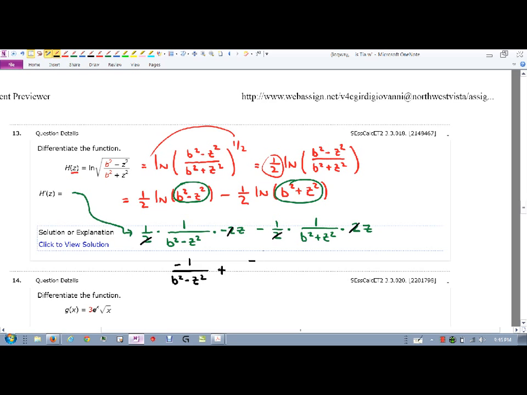Negative. Oh, you know what? I forgot the z. The z. Oops. Z. And on this one, negative z again. But this time on the bottom, it's b squared plus z squared. I wonder if they would put that together and get a common denominator.